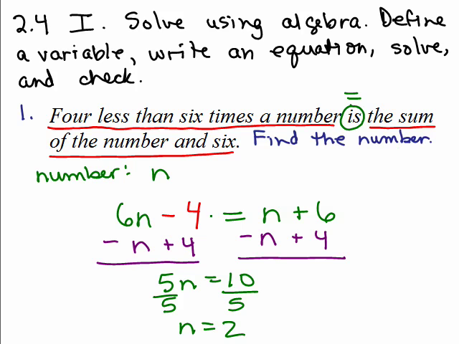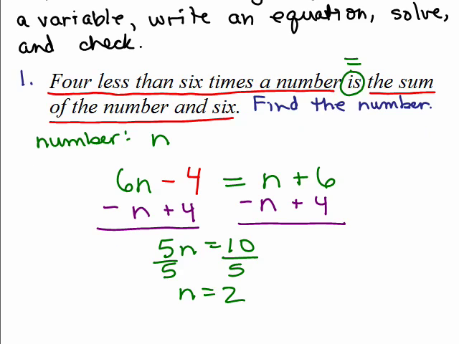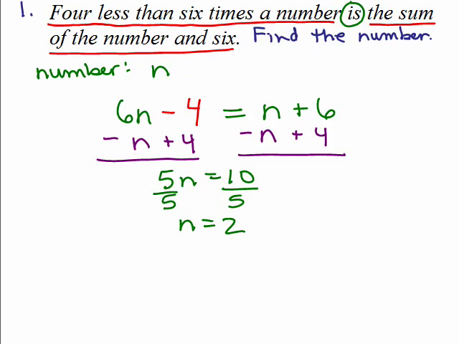So don't plug it back in your equation, see if it makes sense to you. 4 less than 6 times the number. All right, well, if the number was 2, 6 times the number would be 12, so you check logically. You start off with 12, and then you subtract 4, and you get 8. So the question, is that the same thing as the sum of the number and 6? Well, if the number's 2, yes, it is the same thing.